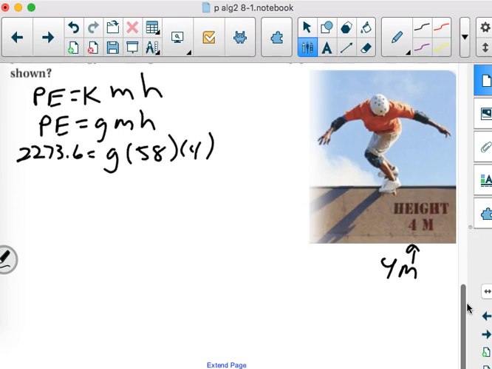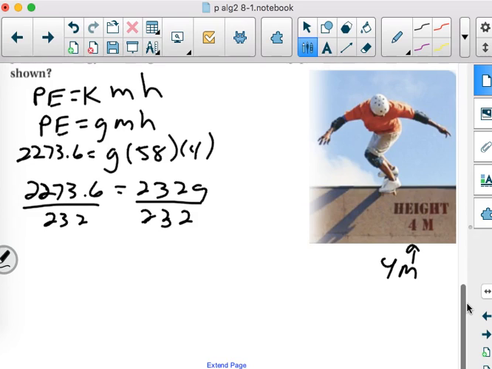So now we can find G. That's what we need. So let's see. 58 times 4, 232. And if we divide both sides by 232, we should not be surprised by this result. 9.8. Sound like gravity? With meters it is.